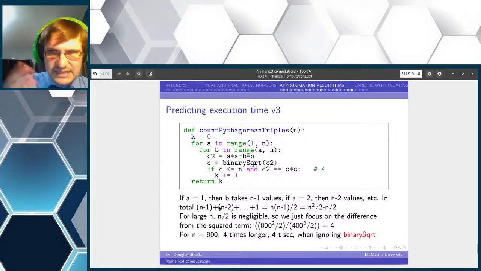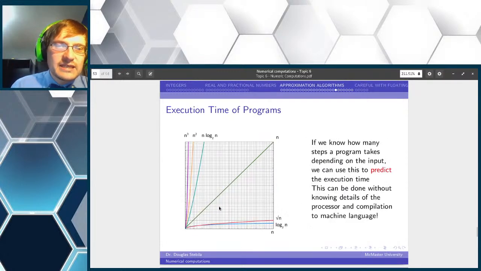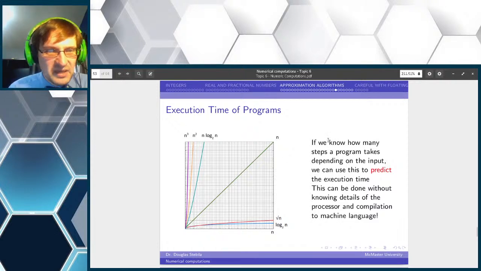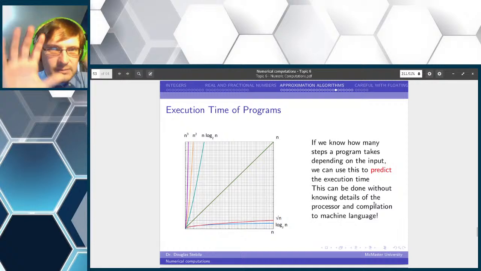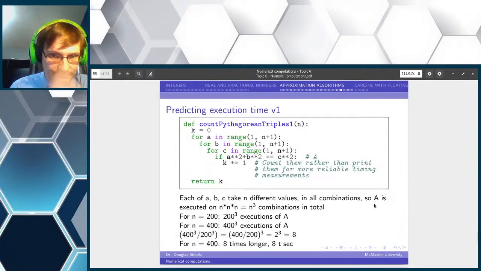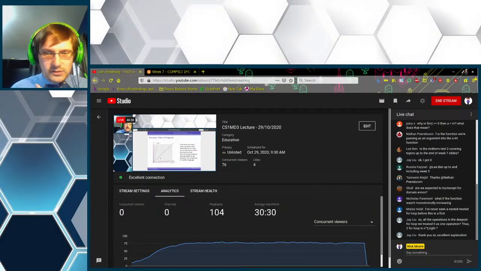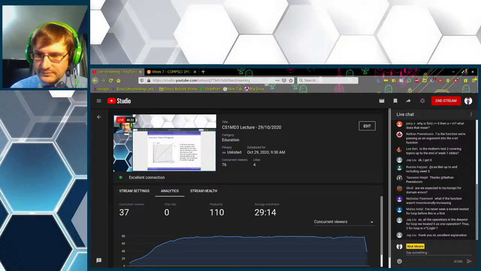Anyway, the big takeaway here is big O notation. This is big O notation, even though you don't see big O anywhere on this slide. So, let's see if we can wrap up being careful with floating point before the end of class, and maybe I'll come back to those slides.